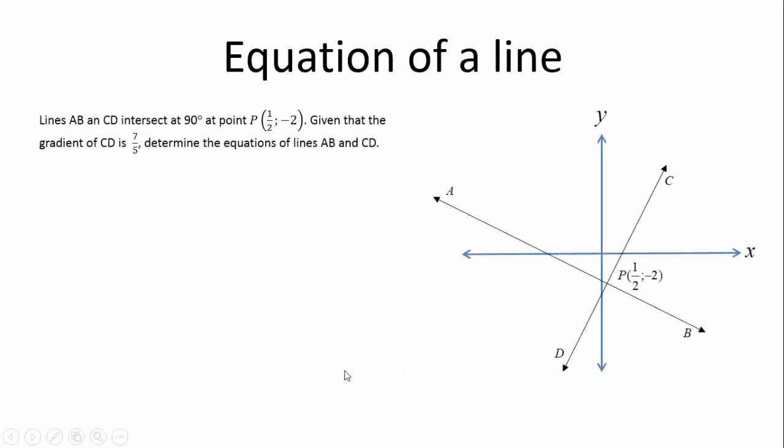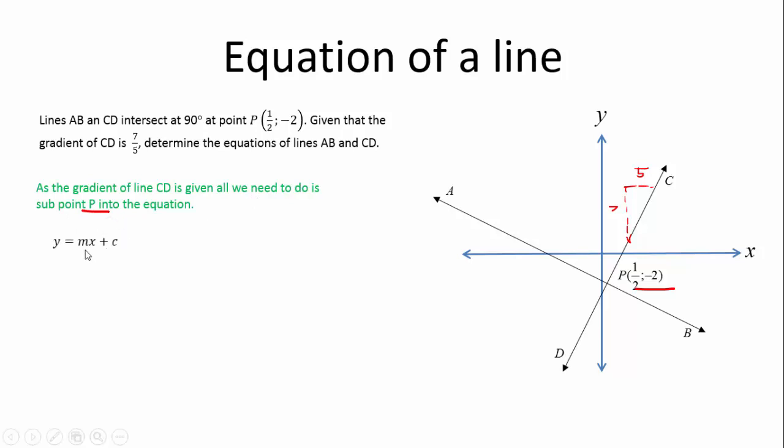Let's have a look at another example. Lines AB and CD intersect at 90 degrees at point P, right? We're given point P. Given that the gradient of CD is 7 over 5, so for every 7 we go up, we go 5 across. Determine the equation of the line AB and CD. So we've got to determine these two equations, right? The gradient of the line CD is given, so all we need to do is sub in point P. So we know we've got our line equation, and we know the gradient m of line CD.